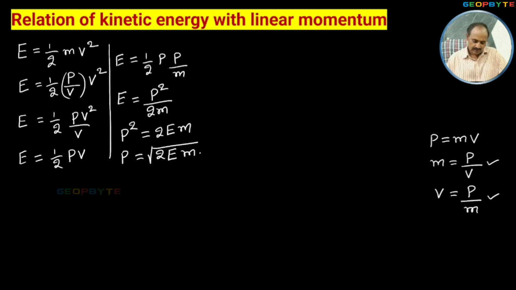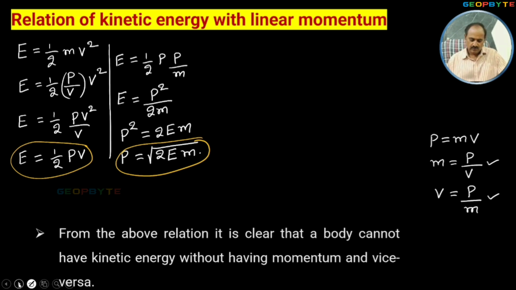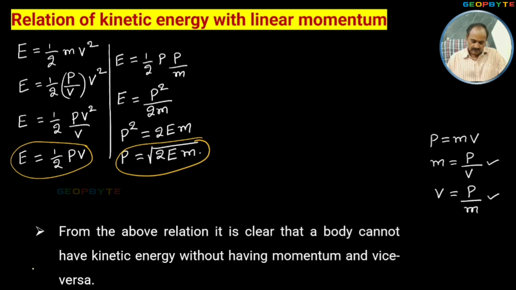Okay, so these are the important relations. Try to remember them. Similarly, this is another relation between linear momentum and the kinetic energy. From the above relation, the conclusion is that a body cannot have kinetic energy without having momentum and vice versa. A body cannot have kinetic energy without having linear momentum.